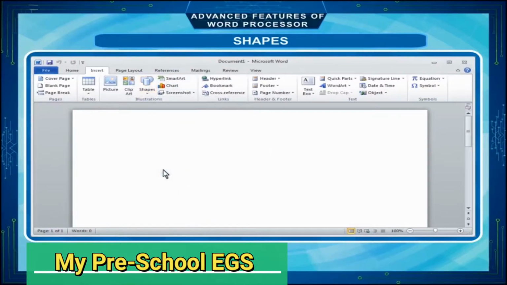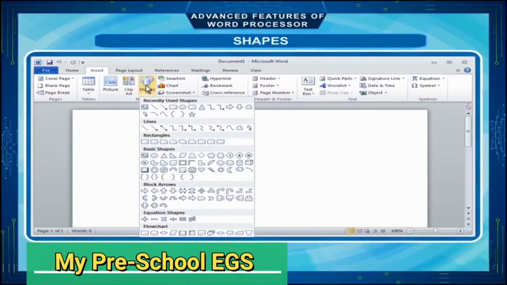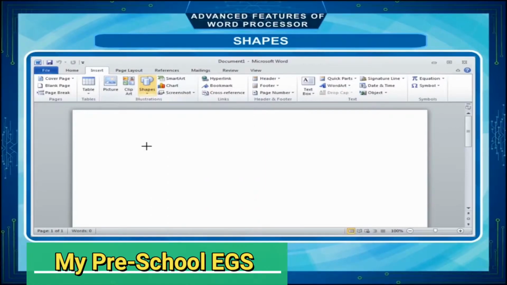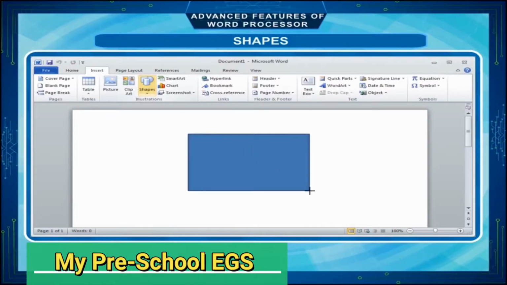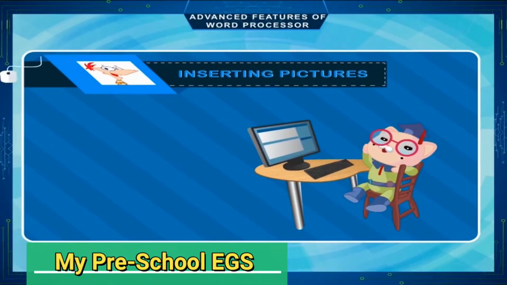To add a shape to the document, click over Shapes from the Illustrations group on the Insert tab of the ribbon. The shape of the mouse pointer becomes a plus. Click the mouse pointer in the document screen at the location where you want the shape to begin. Drag the mouse to the position where you want the shape to end. Release the mouse button.